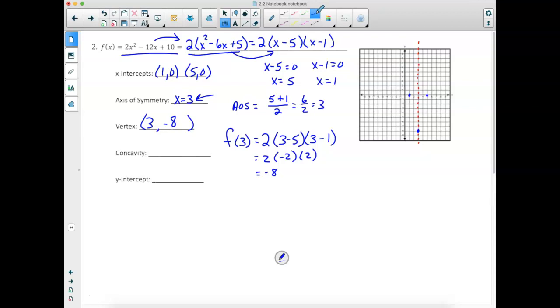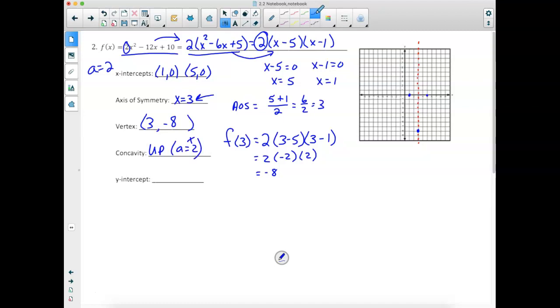My concavity, check it out. A equals 2. There's my A there, and I can see my A in factored form as well, okay? A equals 2. So my concavity is going to be up because A equals 2. Not because it's 2, because it's positive, okay?